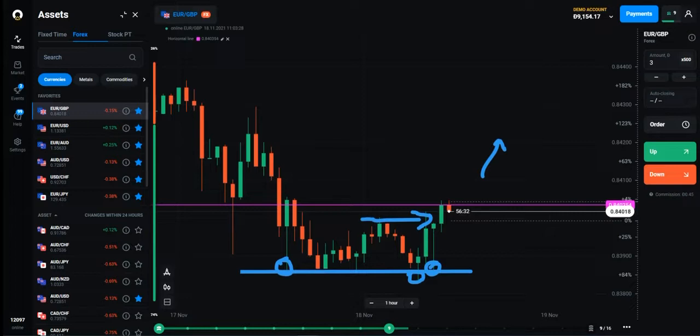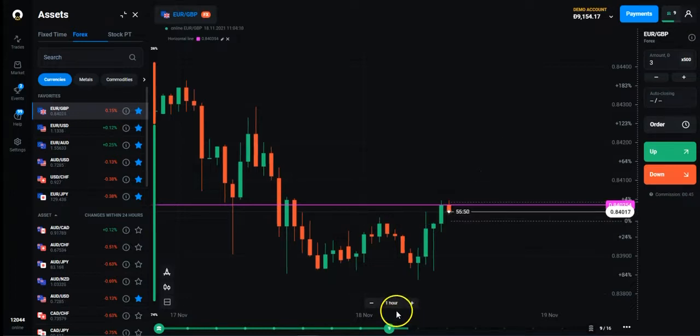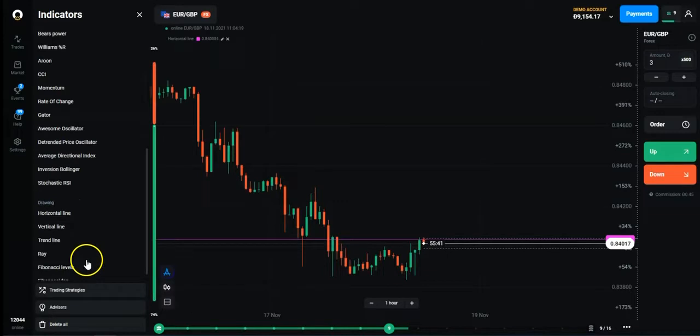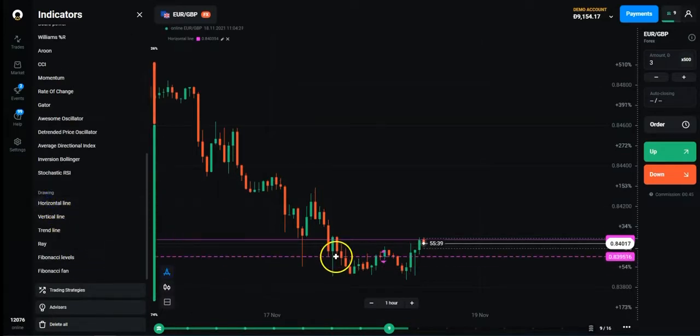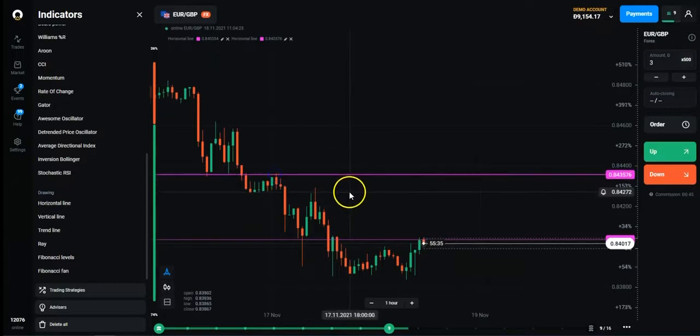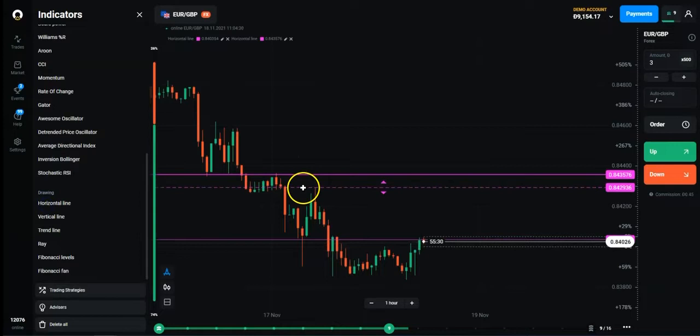So the next place that I'll be looking for it to go is, let's mark it up here, would be this level. We've also got this level right here where stop losses can be residing, an obvious structural level.